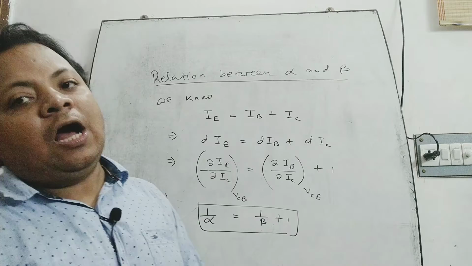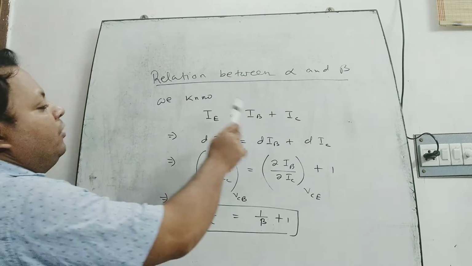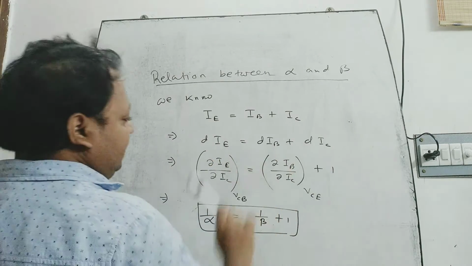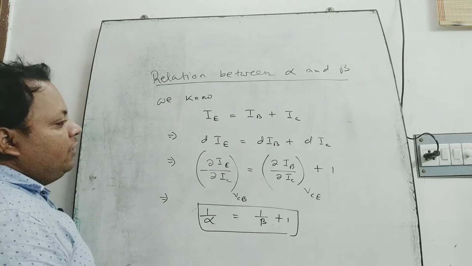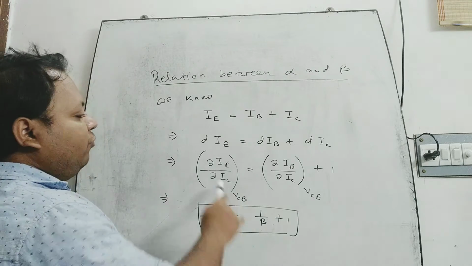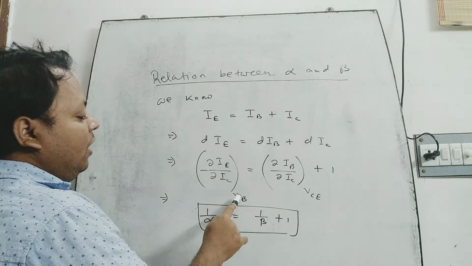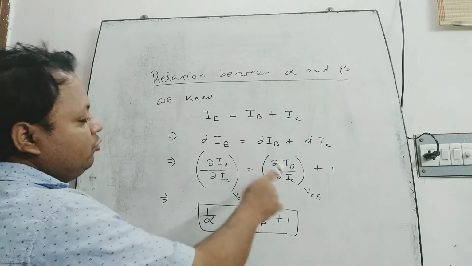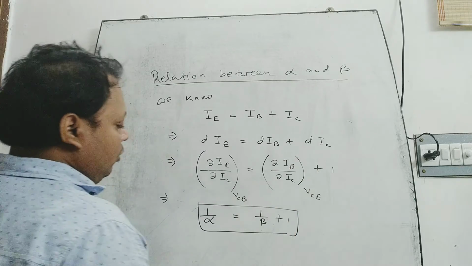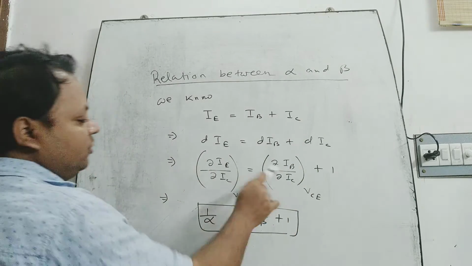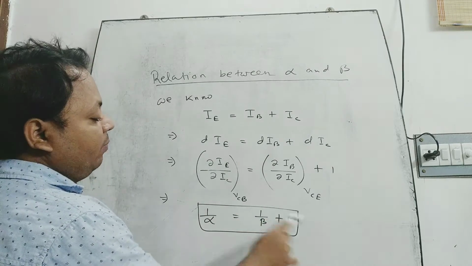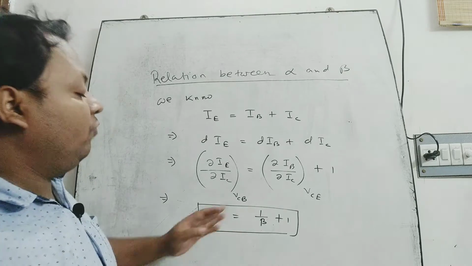Now the relation between alpha and beta. We know that IE is equal to IB plus IC. Therefore, ∂IE is equal to ∂IB plus ∂IC. That is, change in emitter current is equal to change in base current plus change in collector current. Therefore, ∂IE by ∂IC at VCB constant is equal to ∂IB by ∂IC when VCE remains constant, plus 1. We know this is equal to 1 by alpha and this is equal to 1 by beta. Therefore, 1 by alpha is equal to 1 by beta plus 1. This is the relation between alpha and beta.